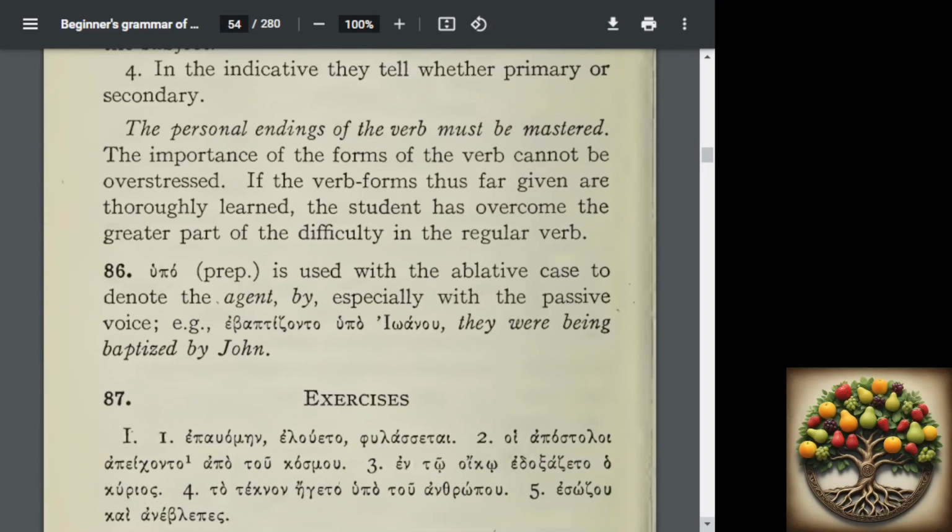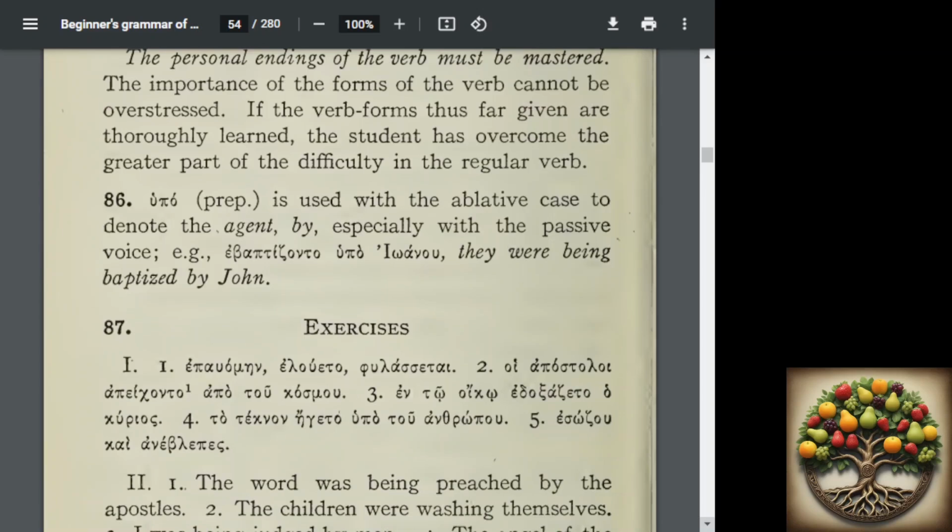Number 86, looks like we've got a preposition listed here, hupo. Think of hypo in English. It's used with the ablative case to denote the agent by, especially when you're in the passive voice. There is an example here: they were being baptized by John, and the hupo is translated by in this, and it's in the ablative case. And that brings us right to the exercise.